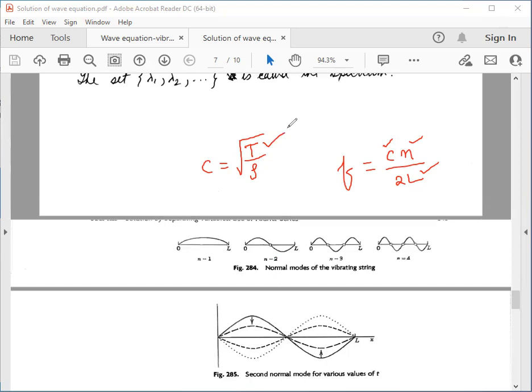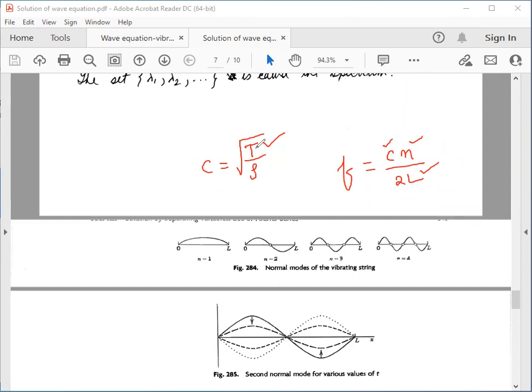Okay, as I said, the guitar has a knob where you can rotate the knob and increase or decrease the tension in the string. So tuning is done by changing the tension T. Here we have the frequency given by cn by twice L, and if you increase the tension, c will increase. C will increase means the frequency will increase. If you decrease the tension, c will decrease. That means the frequency will decrease. Okay, so this is how tuning is done.